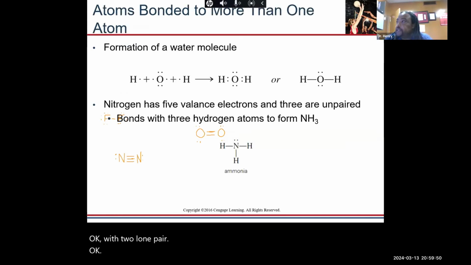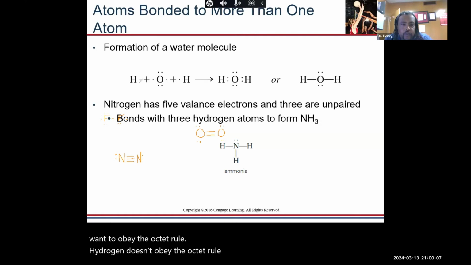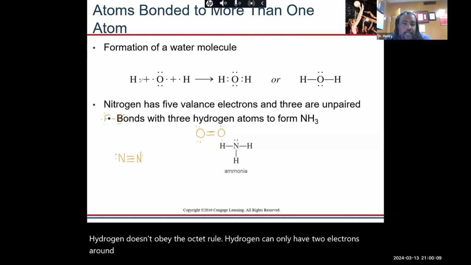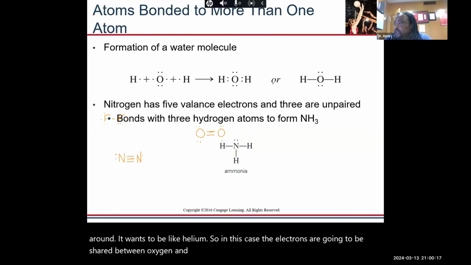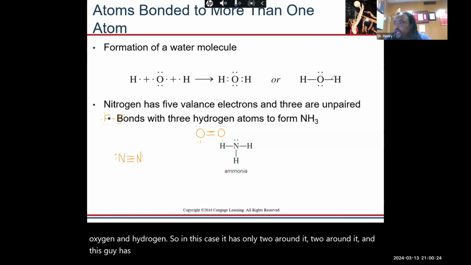Now, we do have molecules where you have more than just two atoms bonded together. Here we have water, which is one oxygen and two hydrogens. And again, you want to obey the octet rule. Hydrogen doesn't obey the octet rule. Hydrogen can only have two electrons around it. It wants to be like helium. In this case, the electrons are going to be shared between oxygen and hydrogen. So each hydrogen has only two around it, and this oxygen has 8: 2, 4, 6, 8.